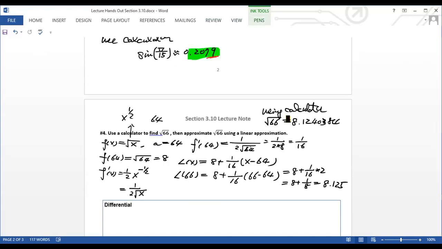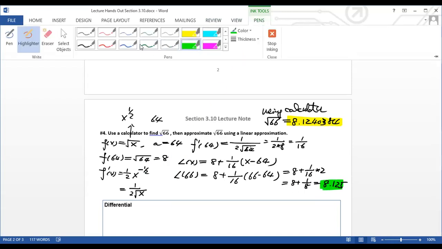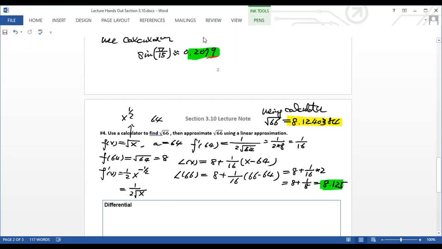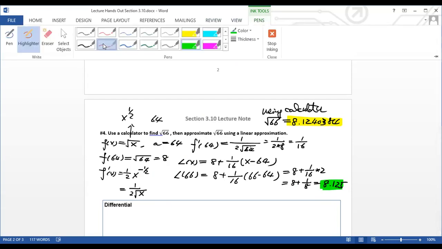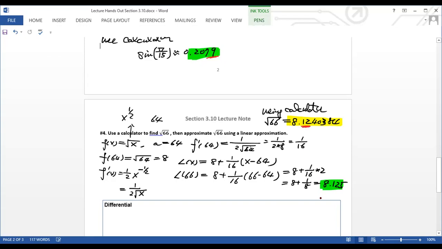Okay, take a look again. It really is amazing, right? With the calculator, you get 8.124, and the approximation is 8.125. They are accurate to the third decimal point, to the 0.001 position. So that is a pretty good approximation, and it makes the calculations a lot easier.